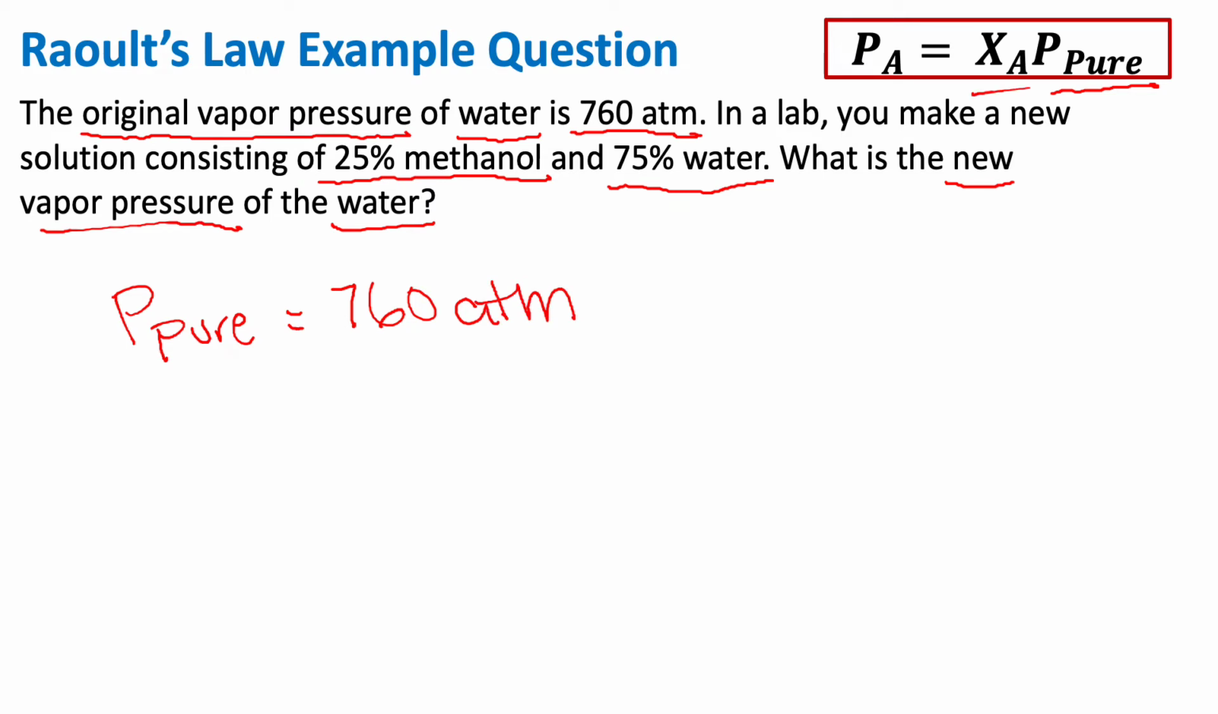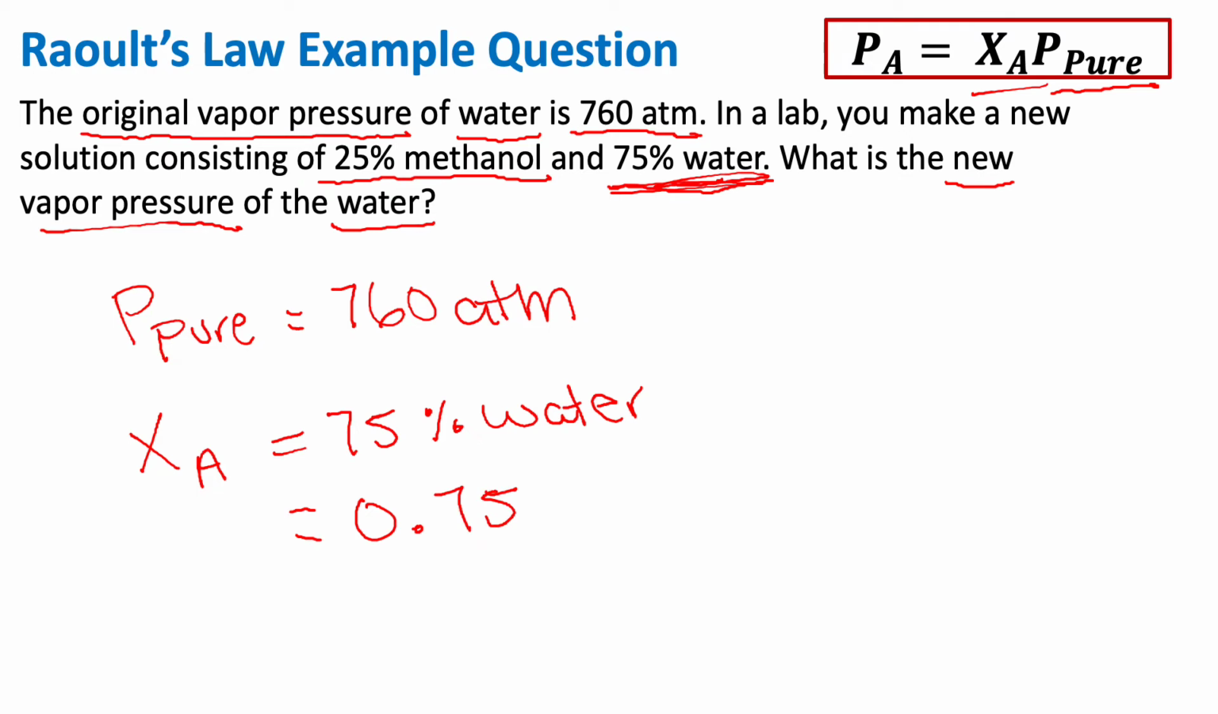Next up, we have to figure out X sub A. X sub A defines the percentage of solvent in the new solution. So in the new solution, we have 25% methanol, 75% water. We know that water is our solvent, so we have 75% water, and that is our percentage of solvent in the new solution. But what's important to note is that we have to convert this 75% into a decimal, so it's actually 0.75 because we divide by 100.